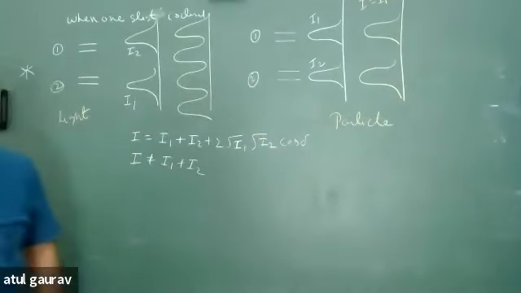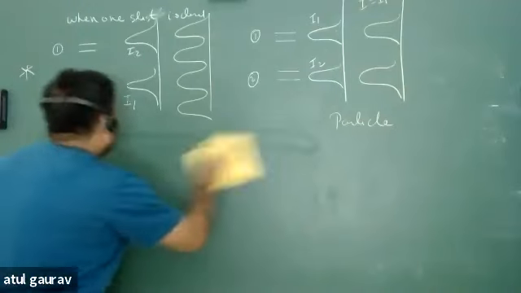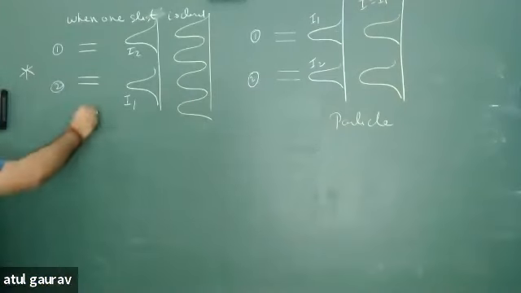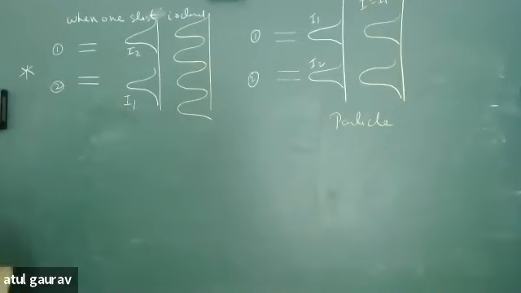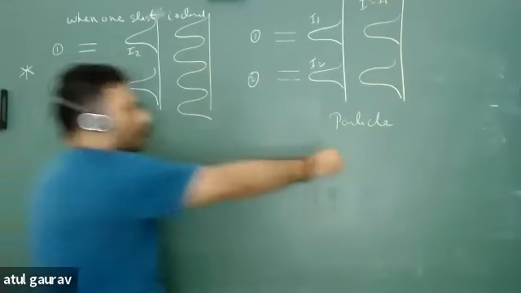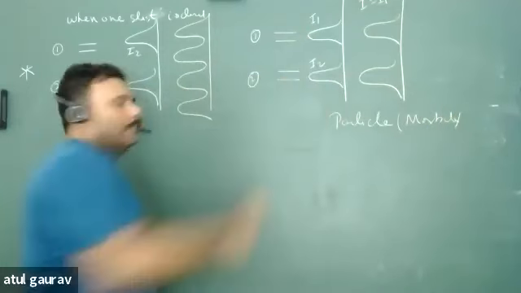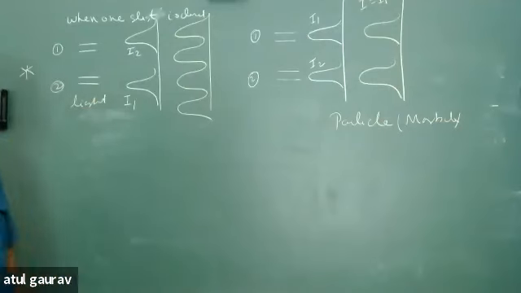Now let's try to do this experiment with electrons. So this is the light. Let's try to do this experiment with electron. So this is for the light. I will write electron there. This is light. This is marble. You can make the size of the slit such that the marble can cross it, so don't worry about this. Now let's try to go for electron.